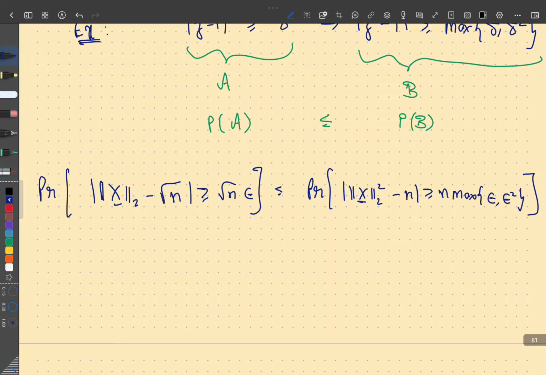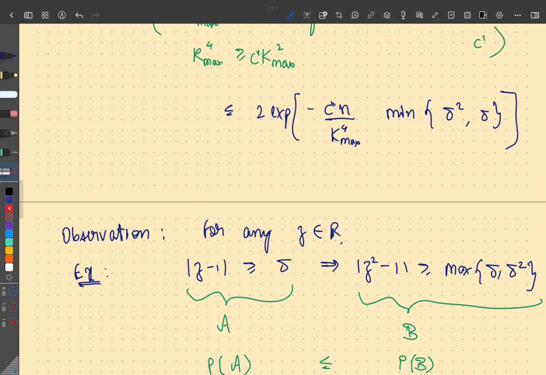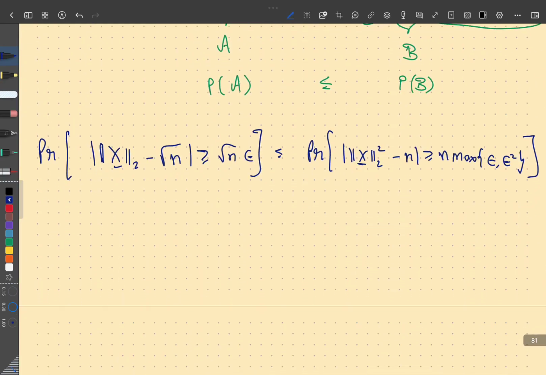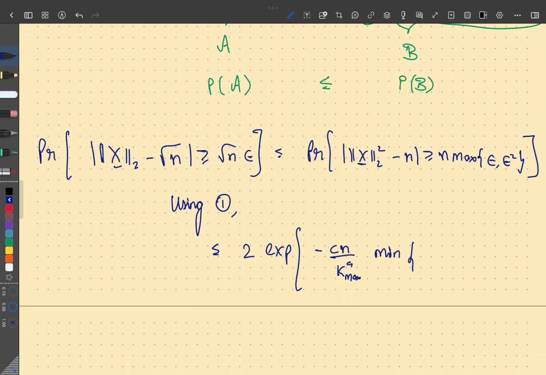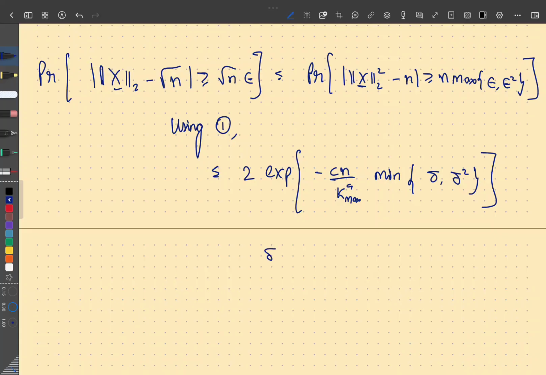So just using Bernstein's inequality, what I had here, if I apply it using 1, this is less than or equal to 2 times e to the power minus some constant times n divided by k max to the power 4 of min of delta square, where delta is equal to max of epsilon and epsilon square.